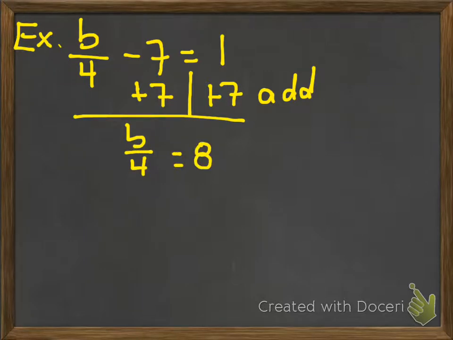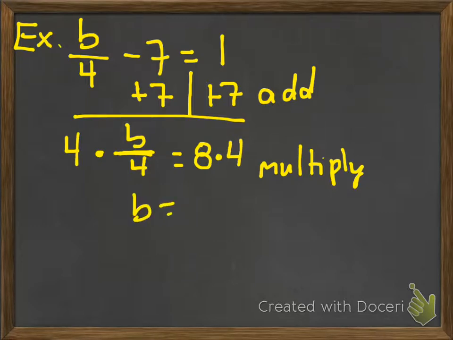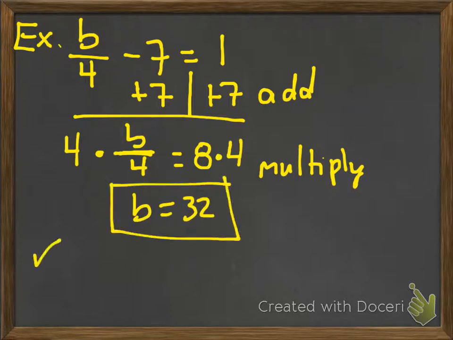Okay, then from there, what's the opposite of dividing? Well, I want to do the opposite of that, so I will multiply. So I'm going to multiply both sides by 4, and when I do that, I will get 4 times 8, because remember, these opposites cancel each other out, equals 32, and that's my final answer.